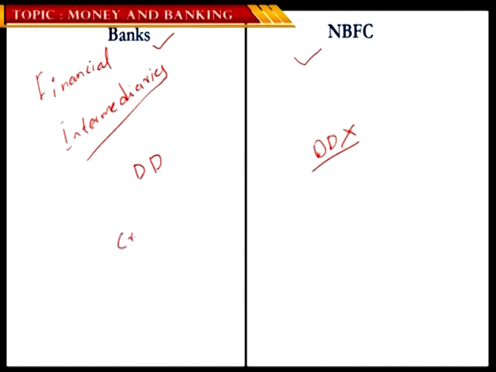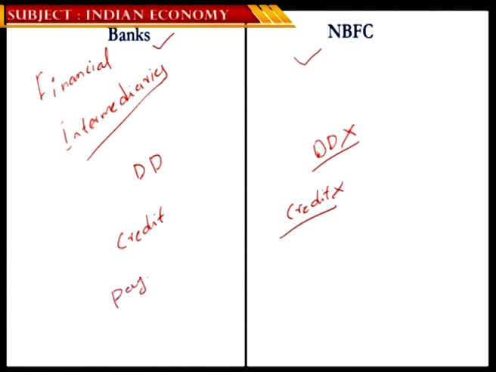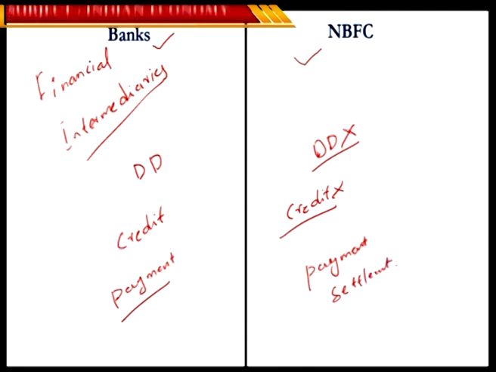Banks can create credit, whereas NBFCs cannot create any credit. They are not into any credit creation. Banks are part of payment and settlement systems, whereas NBFCs are not part of any payment and settlement systems. So the simple thing is that these institutions are created as per the Banking Regulation Act of 1949, and the RBI regulates them, while NBFCs are created as companies as per the Companies Act of 2013. These are the various differences related to their functions.